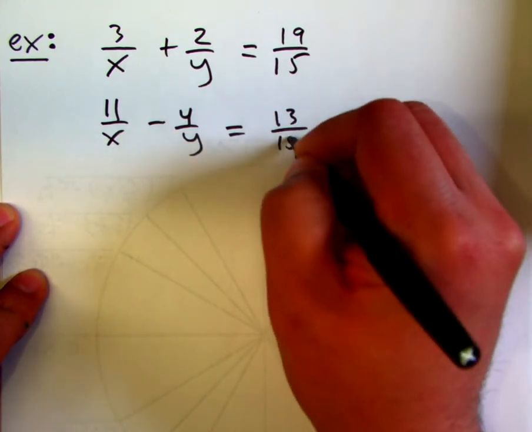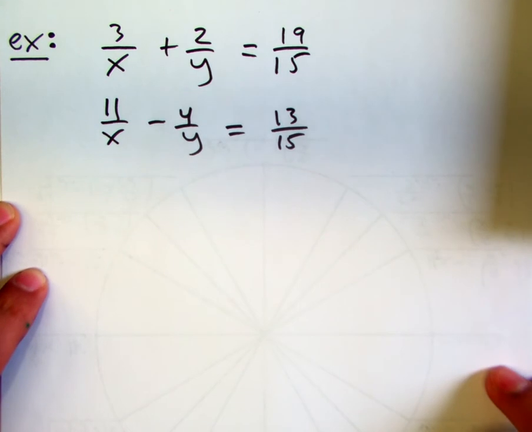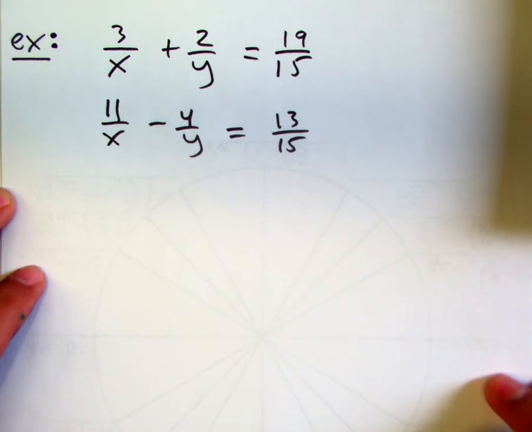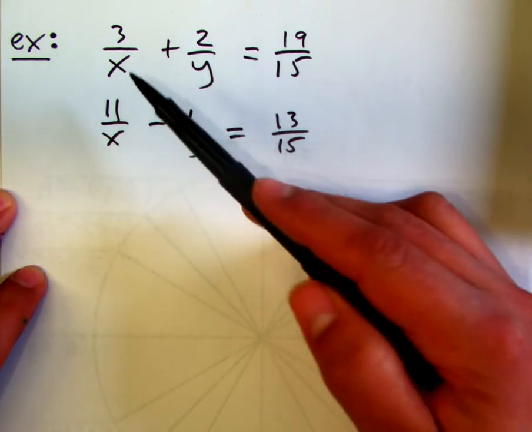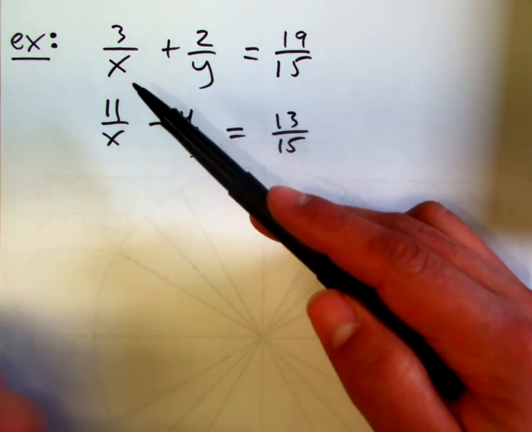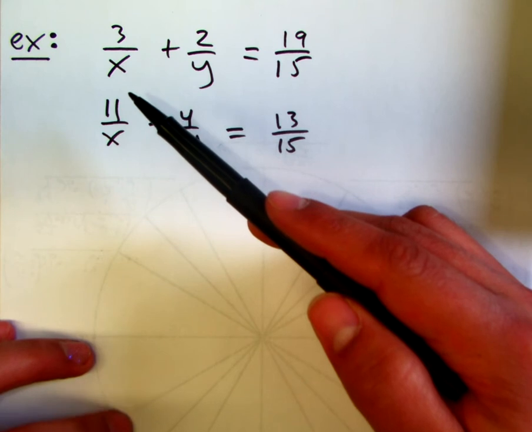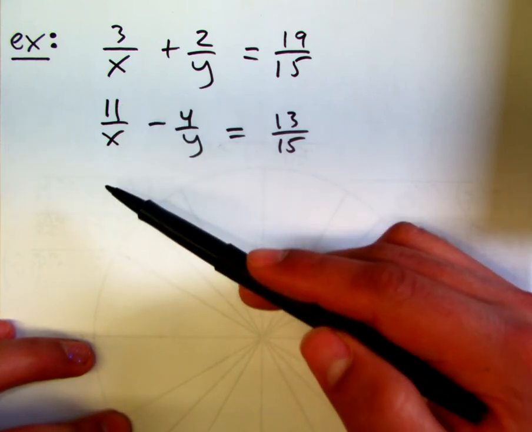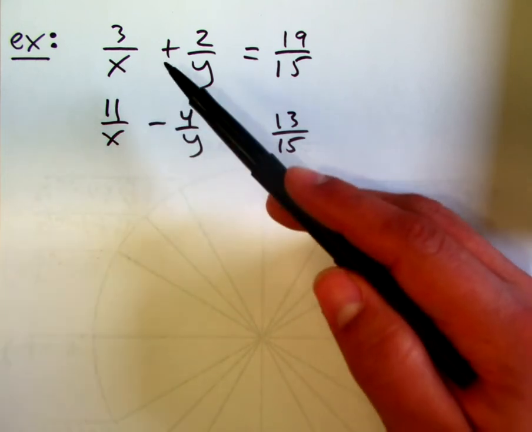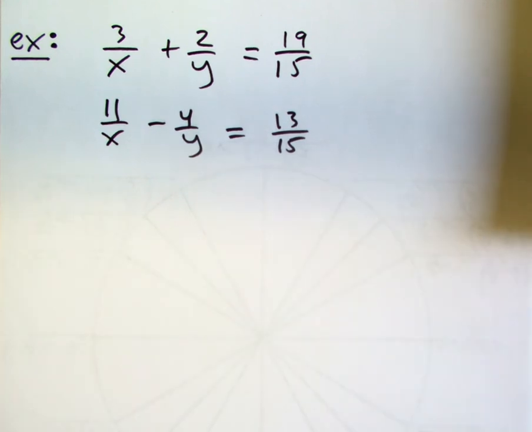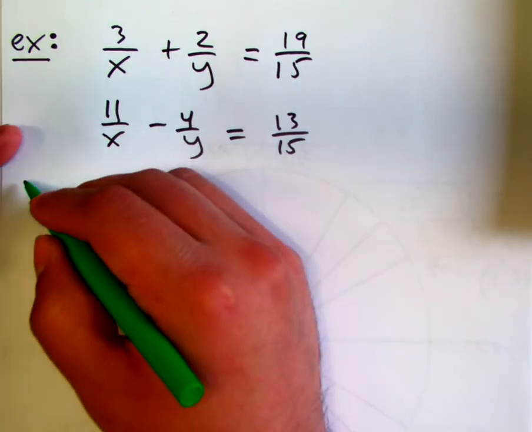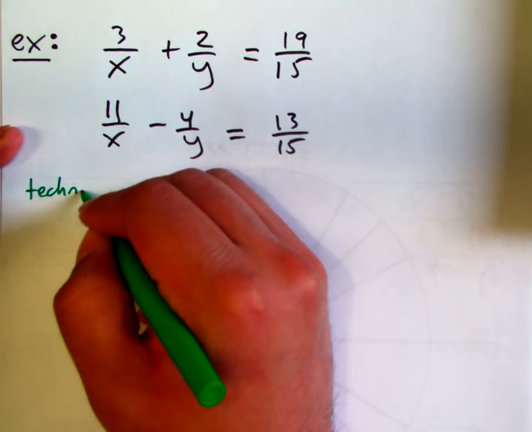So here's a system. It looks kind of like a linear system, but the only difference is x and y are in the denominators here. So it's a little curveball. It's not linear. It looks like a normal linear system, but it's not quite. Here's what we can do though. Here's a good technique that will make life a little easier.